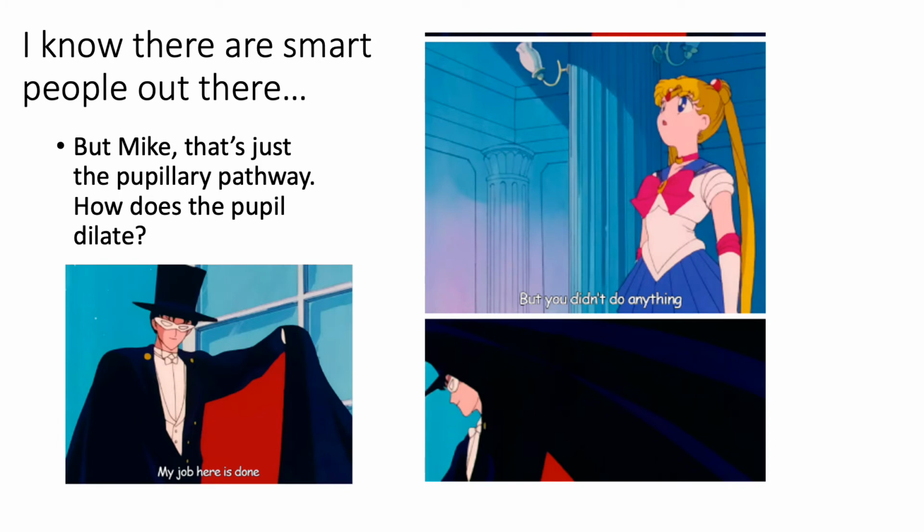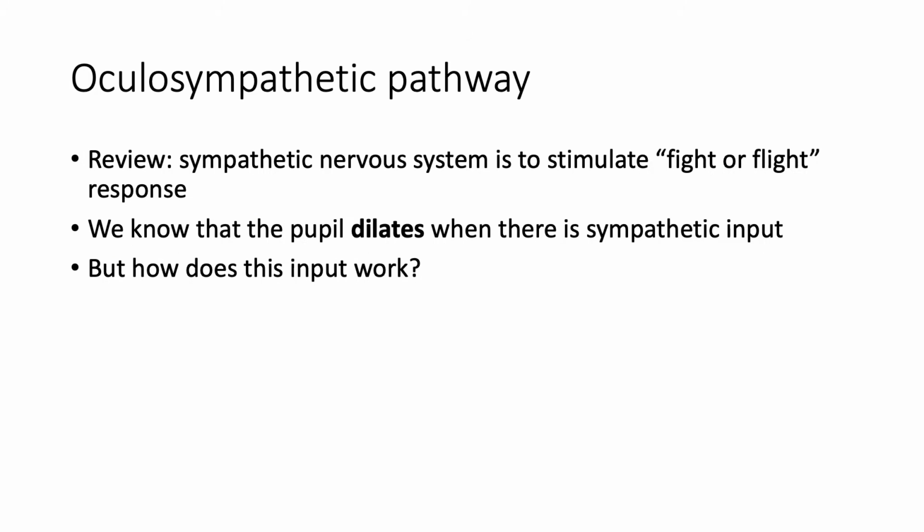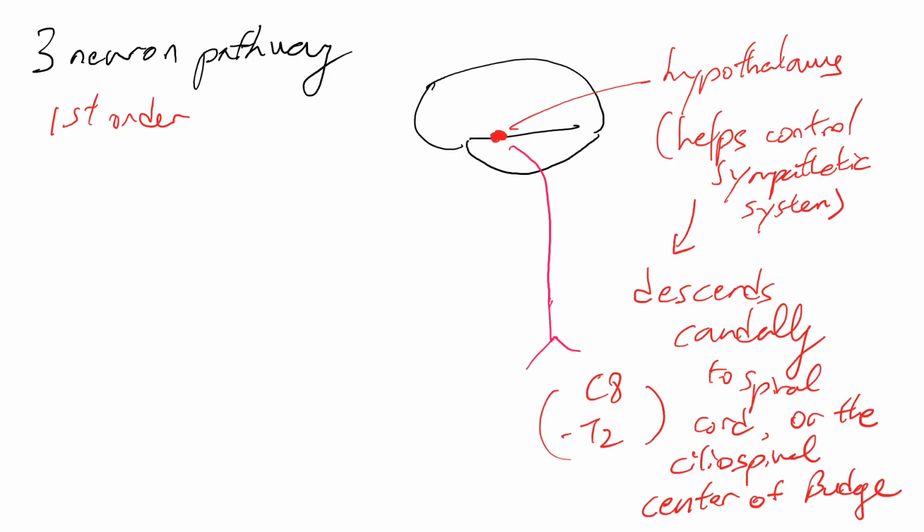So I know that there are smart people out there, and they ask me, Mike, that's just the pupillary pathway. So how does the pupil dilate? So just to review, the sympathetic nervous system is to stimulate the fight or flight response. So we know that the pupil dilates when there is a sympathetic input. But how does this input work? Now, again, I apologize for the poor and crude drawings, but there is a 3-neuron pathway for this sympathetic control.